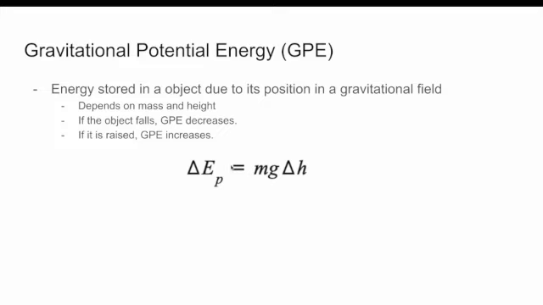If it's raised, the gravitational potential energy increases. That basically means that the final height is higher than the initial height, so delta H is positive, so it's higher.